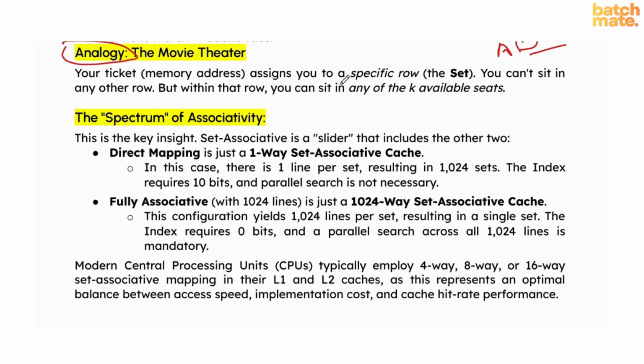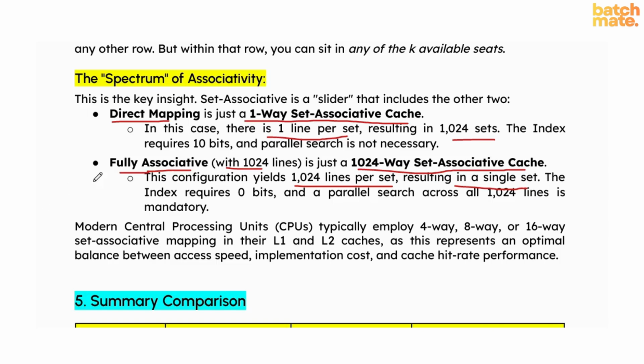Finally, the biggest realization moment. Don't think of these as 3 different techniques. Think of it as a slider. Direct mapping is just a one-way set associative cache where there is one line per set, resulting in 1024 sets, rigid and fast. On the other hand, fully associative is just a 1024-way set associative cache where there are 1024 lines per set, resulting in a single giant set, flexible and expensive. And in the middle, there is 4-way or 8-way. This is where modern engineering lives, balancing speed, cost, and performance.